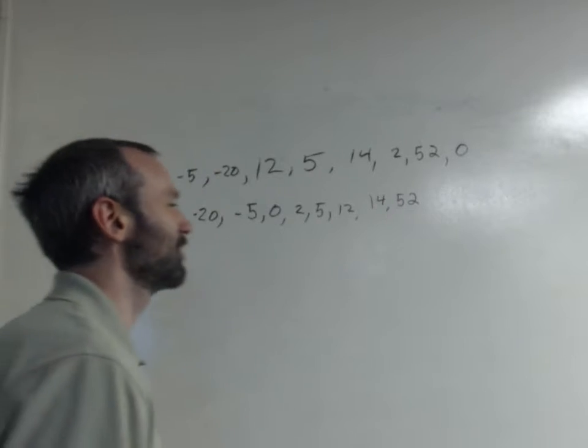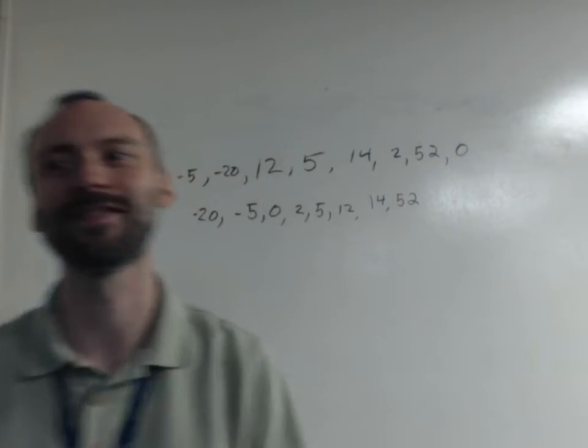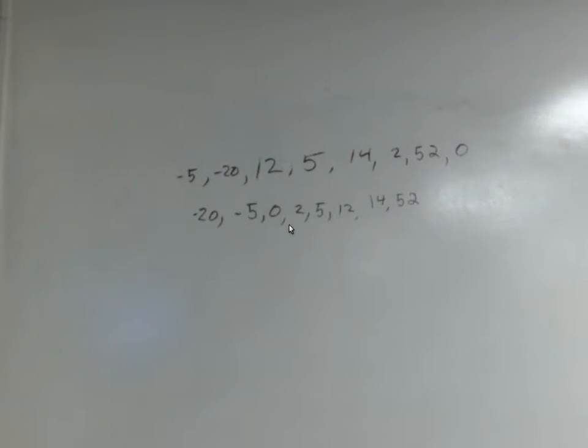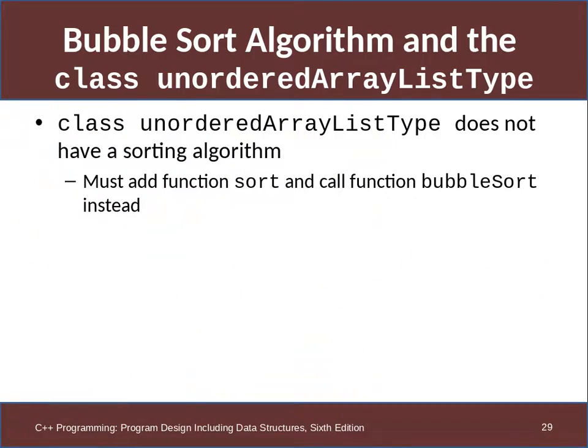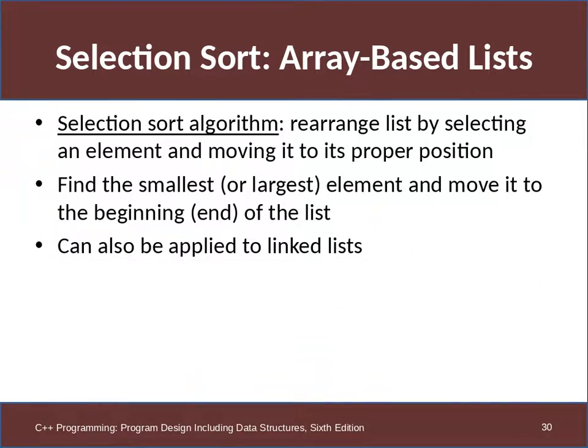All right. So this method of sorting, which is intuitive to us, is going to be the next sorting algorithm we will talk about. It is called selection sort. Rearrange the list by selecting an element and moving it to its proper location. So you have to find the smallest or largest and move it to the beginning. Can also be applied to linked lists.